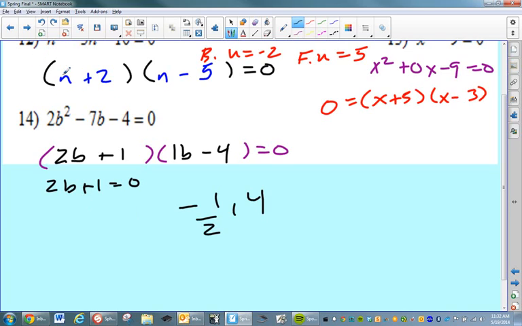Anyone need more time on the factoring page? Yeah. You think I just spent 7 minutes going over?